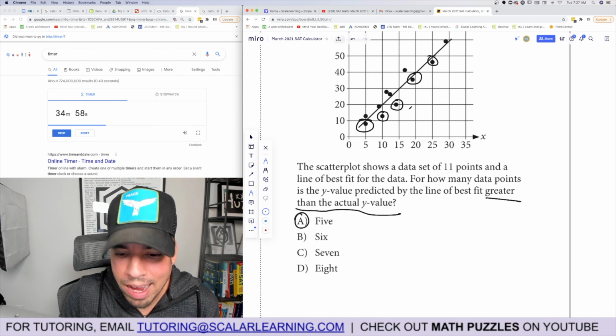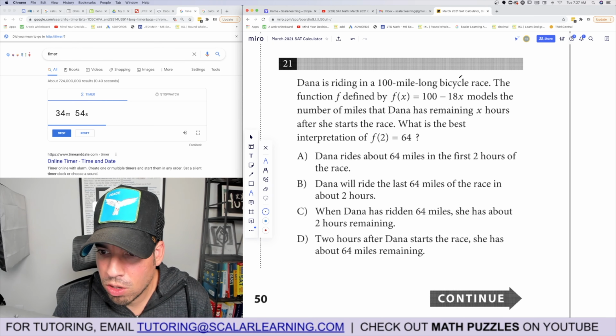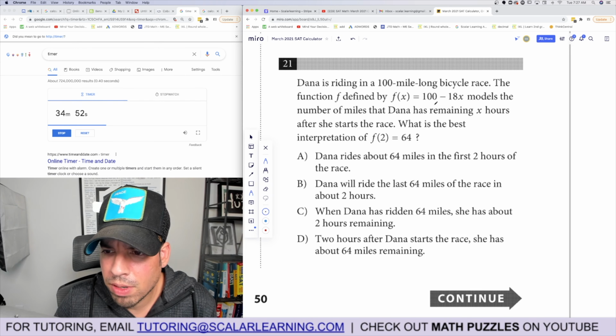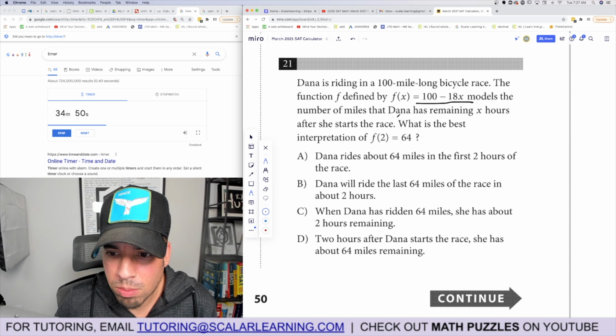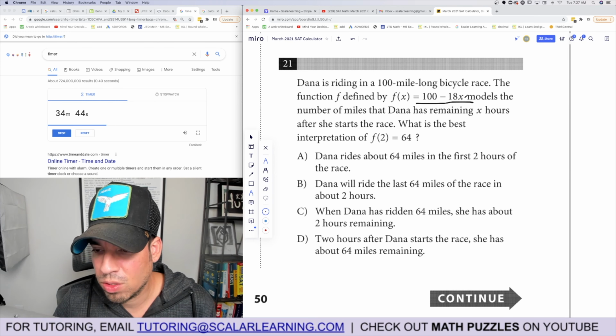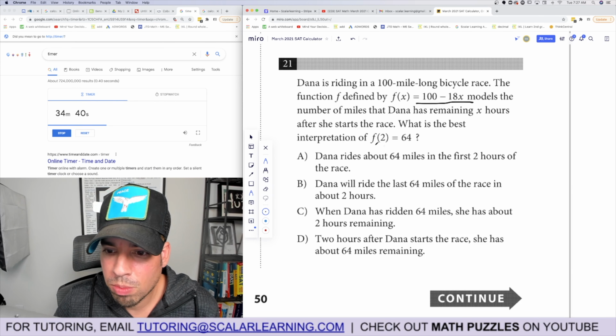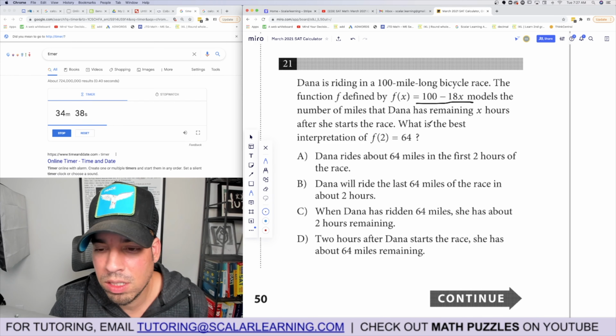Because the points are the actual values. Problem 21: Dana's riding in a 100-mile-long bicycle race. The function defined by this models the number of miles that Dana's remaining x hours after she starts the race. So obviously she's going 18 miles every hour, right? Because if it's 1, she's knocked off 18. 2, knocked off 36. What is the best interpretation of f of 2 equals 64?